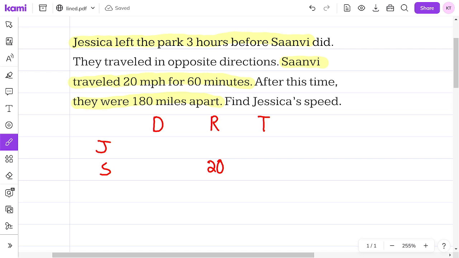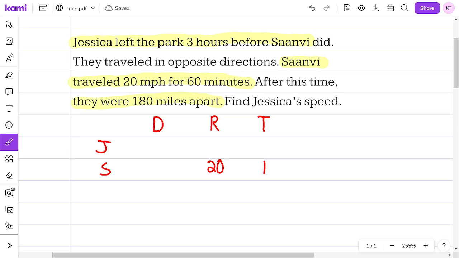Now, one key thing to keep in mind is that she did travel for 60 minutes, but since our rate is in miles per hour, I'm going to want to convert that into hours. So 60 minutes is 1 hour. So Sanvi traveled for 1 hour. And then we'll get back to 180 miles apart in a second.